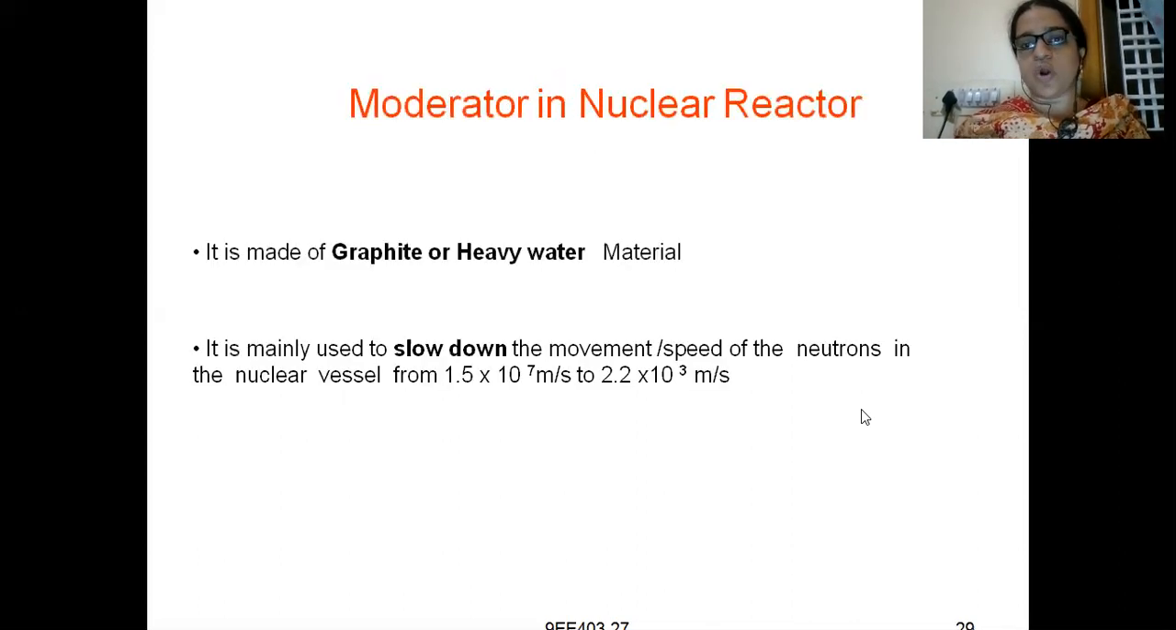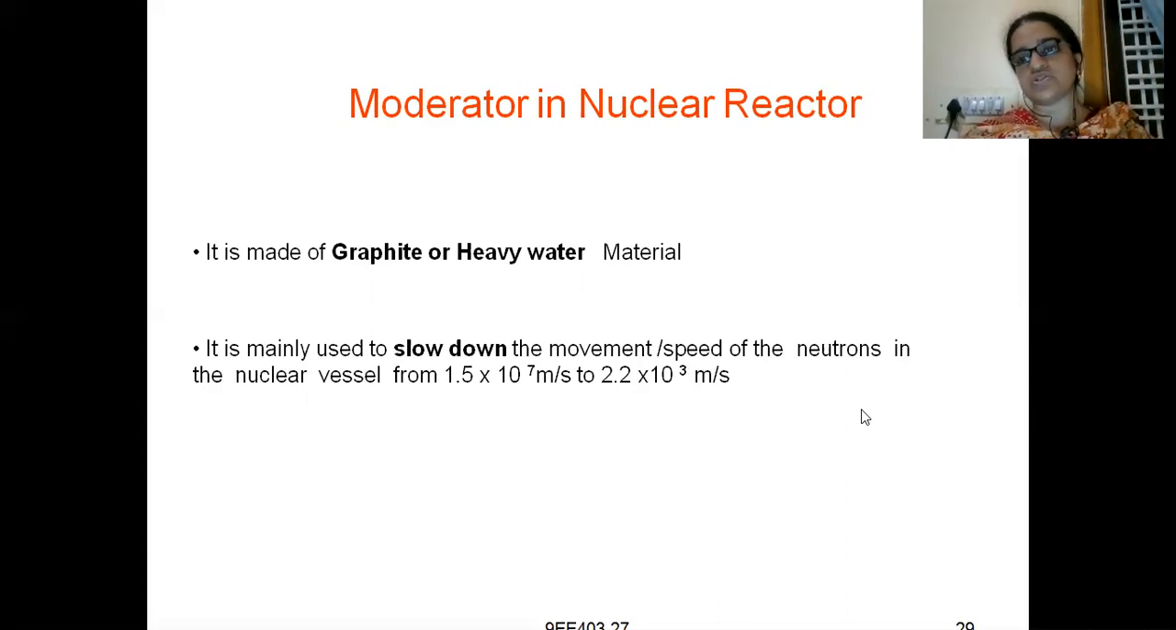Coming to the moderator in a nuclear reactor. What is a moderator? Normally, it acts accordingly to control the system. How should a moderator be used in a nuclear reaction? What is the importance of a moderator in a nuclear reactor? Let us observe. It is made of graphite or heavy water. The material with which the moderator is prepared in a nuclear reactor should be either graphite or heavy water.